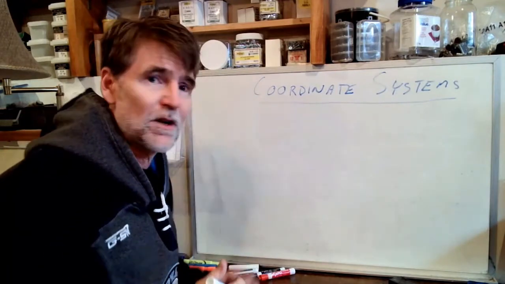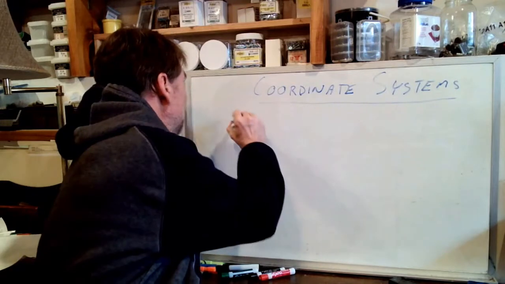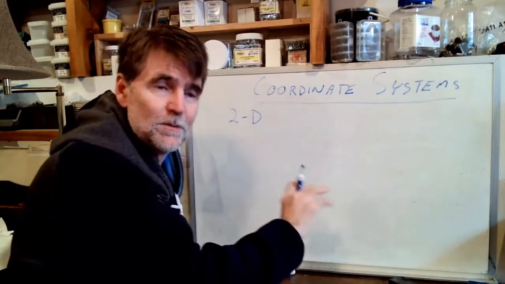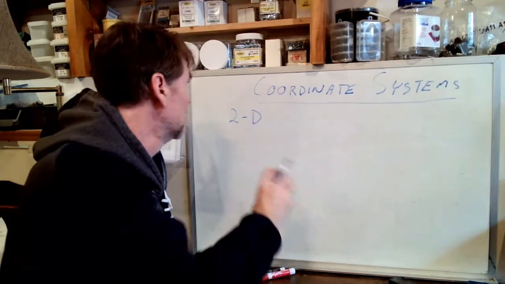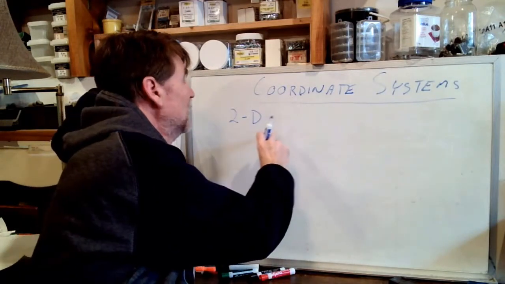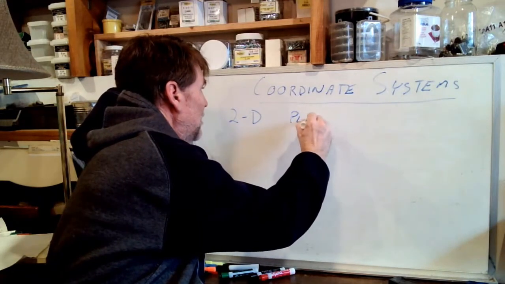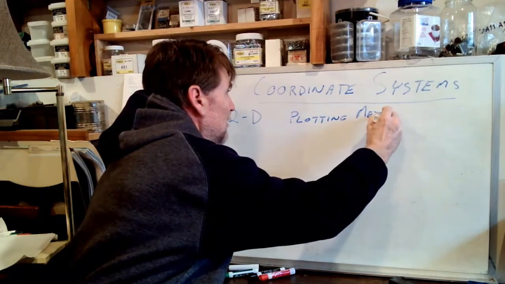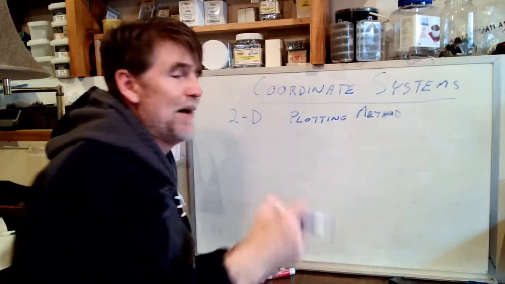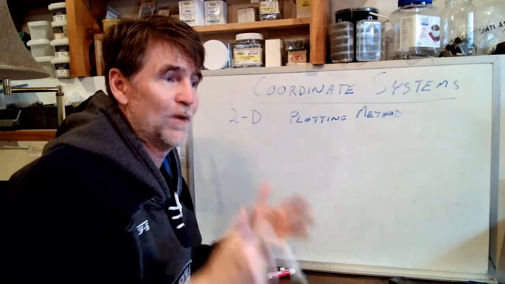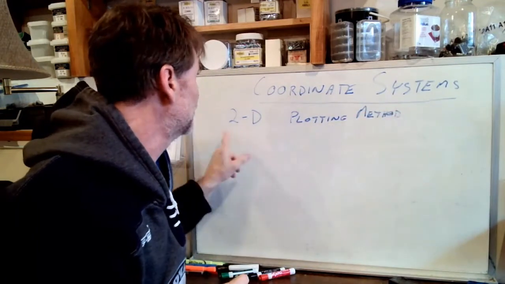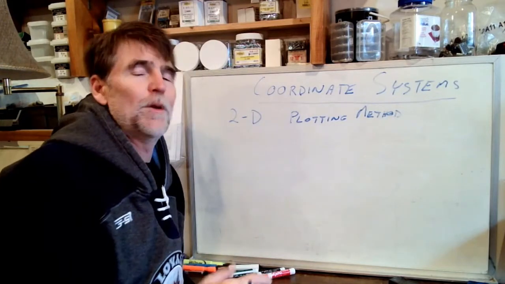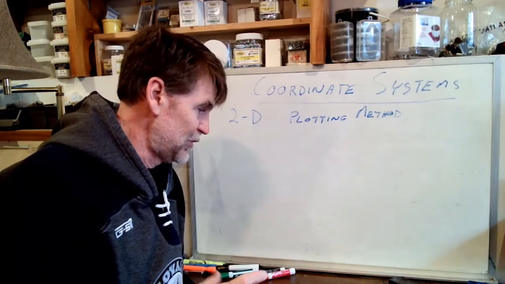Okay, what is a coordinate system? In this case it's two-dimensional. There could be three-dimensional coordinate systems too. We're not going to get to that detail. We don't need to. For our purposes, it is a two-dimensional plotting method. So we're going to create some kind of a grid-like system in order to do some plotting. That might sound kind of cryptic, but let's get into the two different types that we're going to learn about.